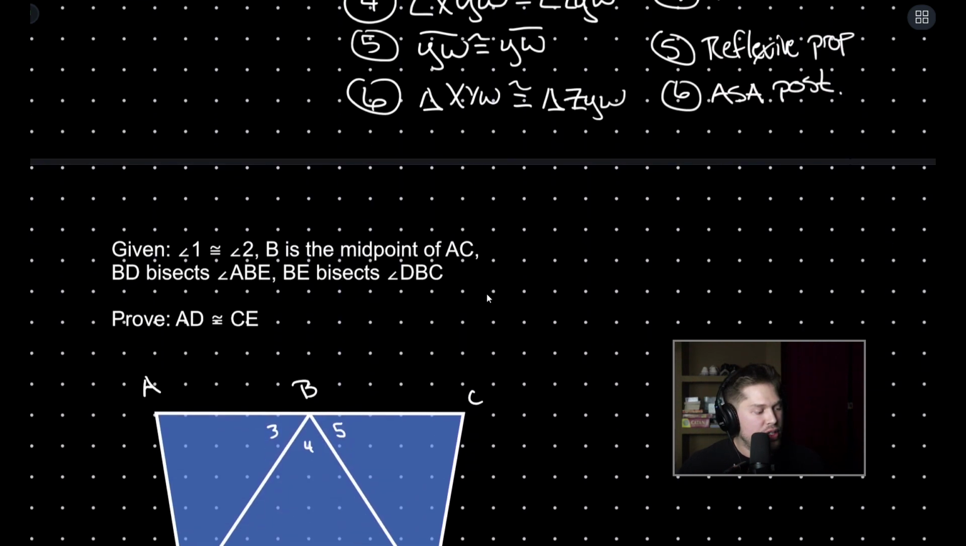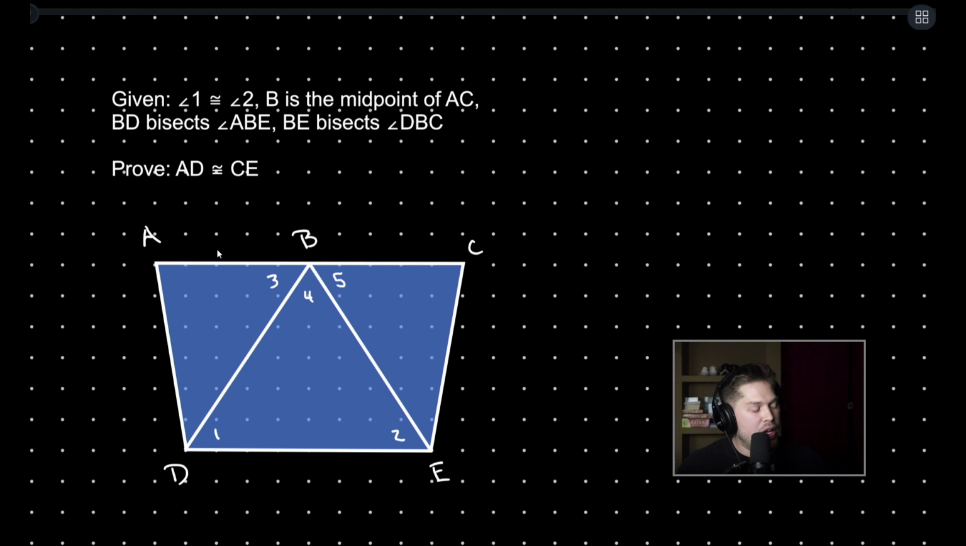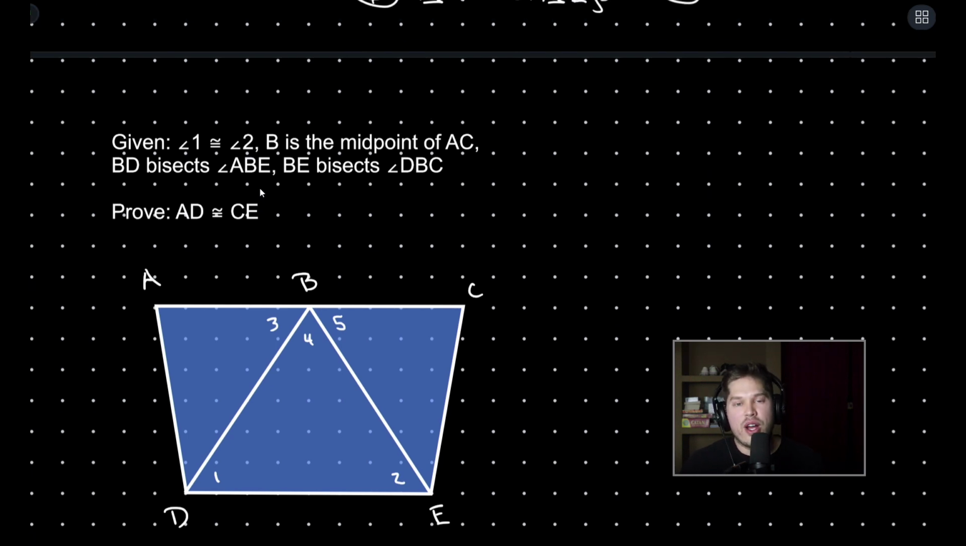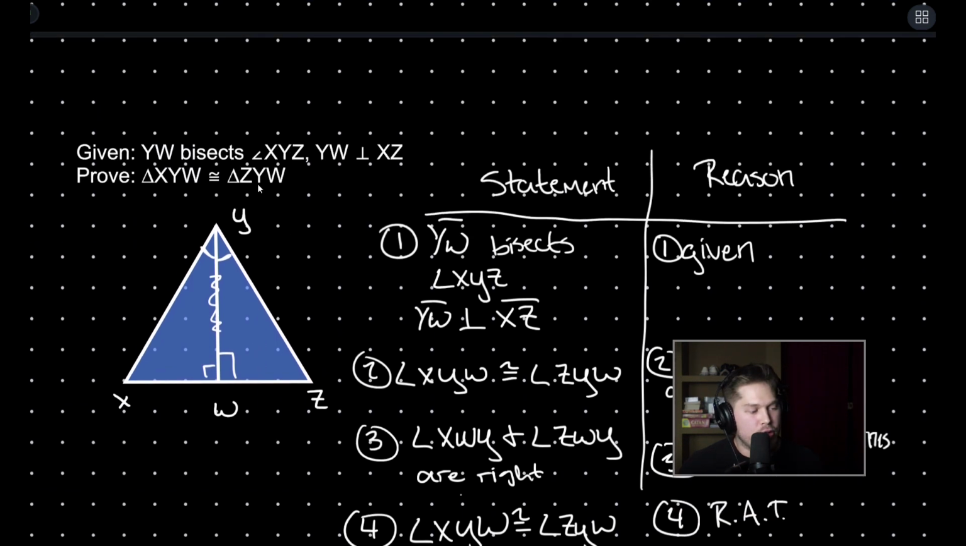So the next question is, given that angle 1 is congruent to angle 2 and B is the midpoint of AC and BD bisects angle ABE and BE bisects angle DBC, prove AD is congruent to CE. Okay, before I even get started on this proof, let's go back. I want to mention some of the common justifications that you may see whenever you are doing these proofs, especially with triangle congruence.